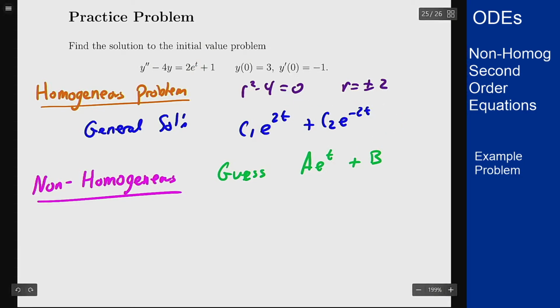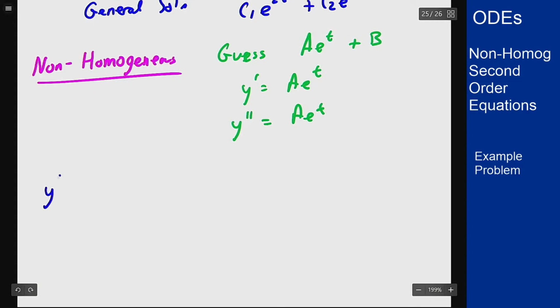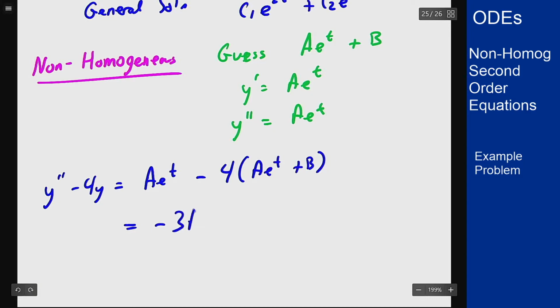Differentiate this then, we get that y prime should be a e to the t plus 0 because the b goes away. Y double prime is also a e to the t. And we can plug this in. So y double prime minus 4y should equal a e to the t minus 4 times a e to the t plus b, which is negative 3 a e to the t minus 4b.